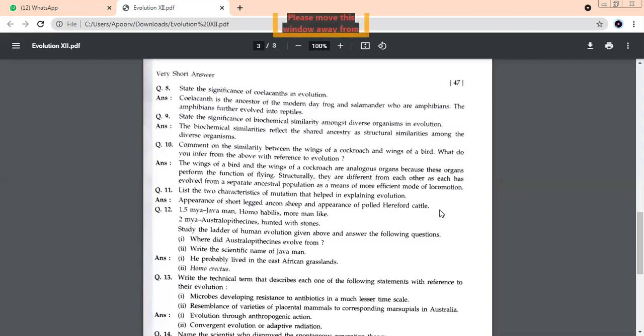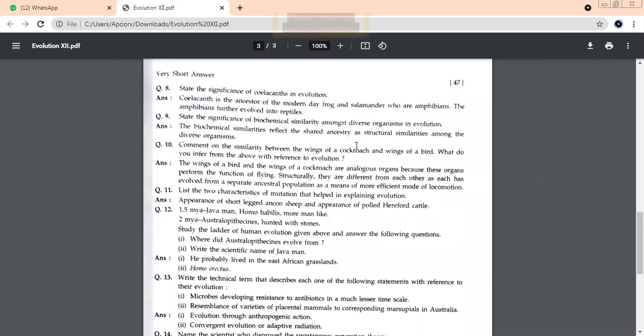Significance of biochemical similarity among diverse organisms. See, beta, they are diverse organisms, but still they have some similarity. So, what is its importance? Which kind of similarity? Biochemical similarity. But they are different. What does this show? This shows that they had a common ancestry.